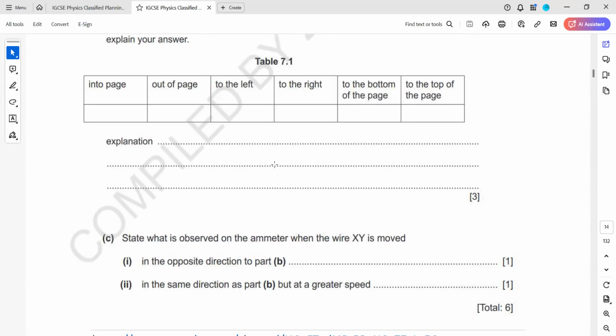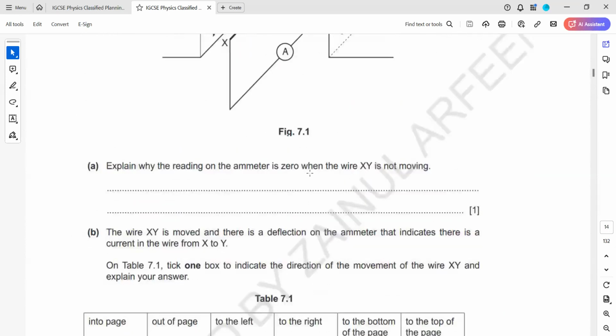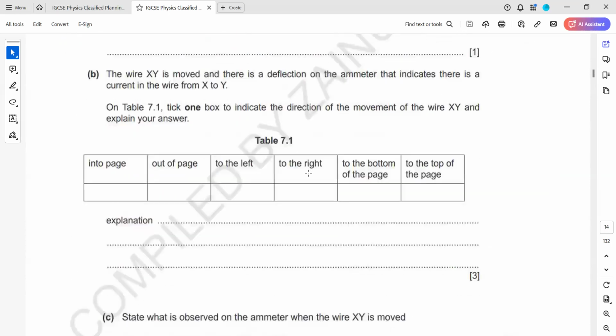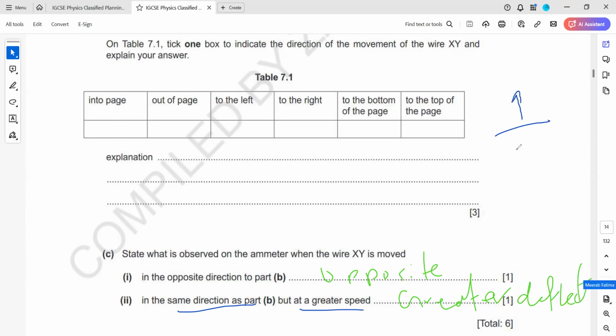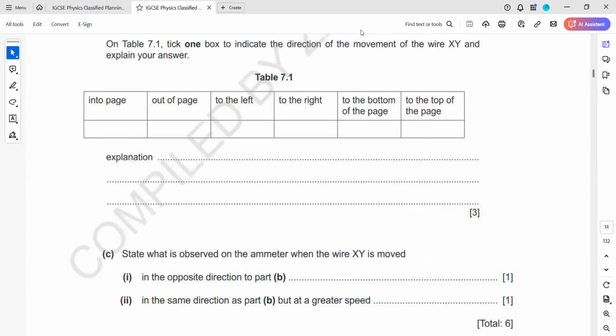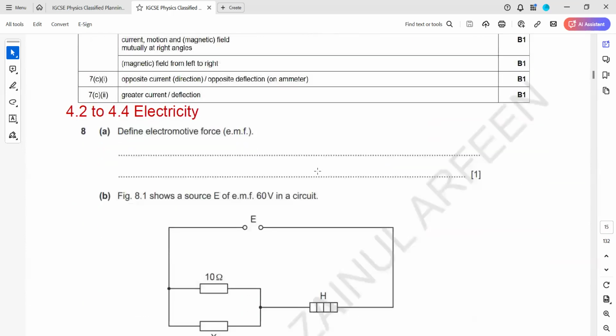State what is observed on the ammeter when XY is moved in the opposite direction to before. So if first we were moving up, now we are moving down. So what will happen? It will deflect in the opposite direction. Now, if it is moved in the same direction but at a greater speed, it will be a large deflection, or a greater deflection. If we move in the same direction but at a higher speed, there will be a greater deflection, or more induced EMF, greater induced EMF.